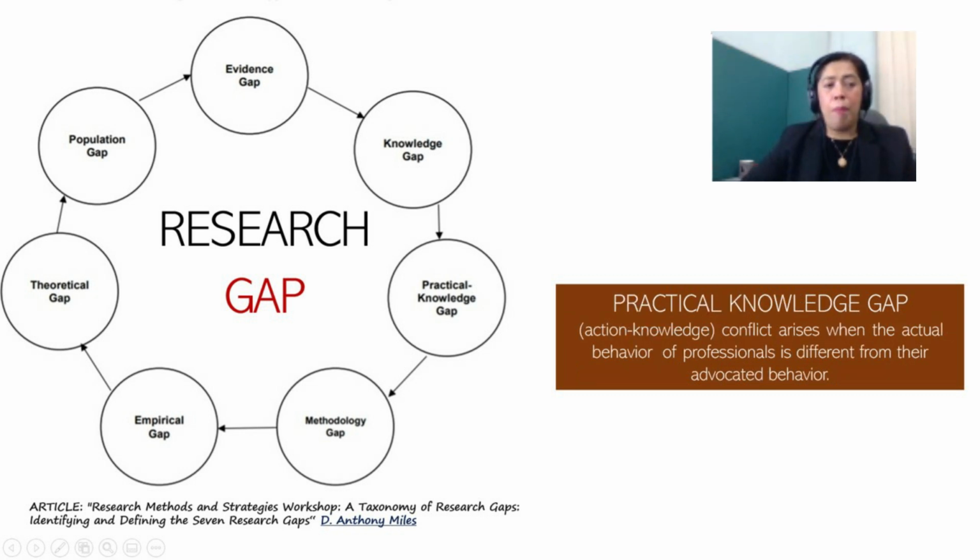Next is the practical knowledge gap. This conflict arises when the actual behavior of professionals is different from their advocated behavior. This arises when developers miss some important features and fail to achieve efficiency of the developed solution. A relative example to this: developers provide a solution without looking at the other factors that affect resources and entail costs for the company in implementing the application. Yes, the application is running, but in terms of efficiency, they failed on this side.